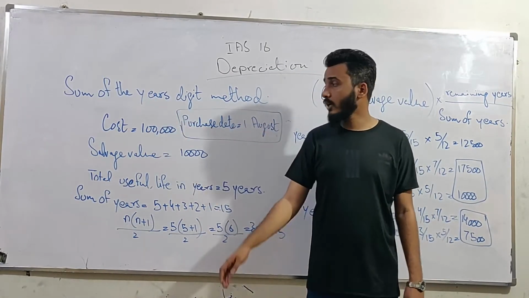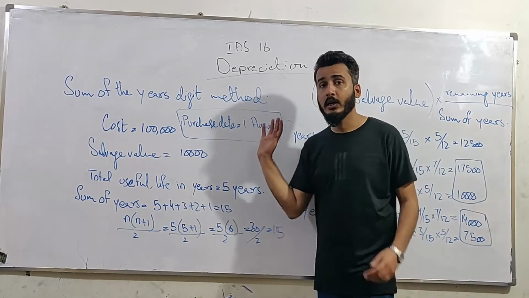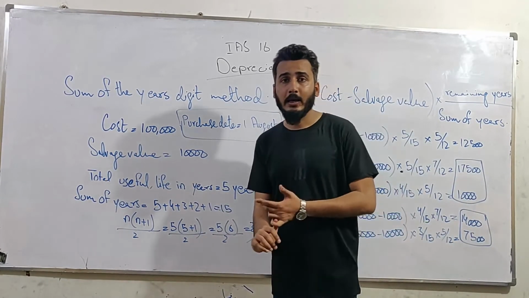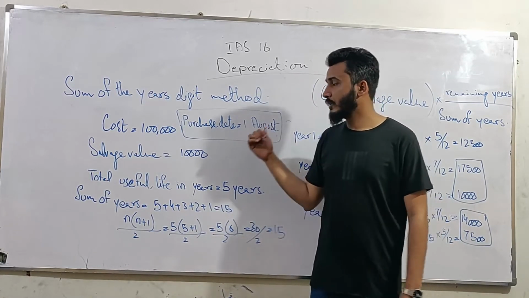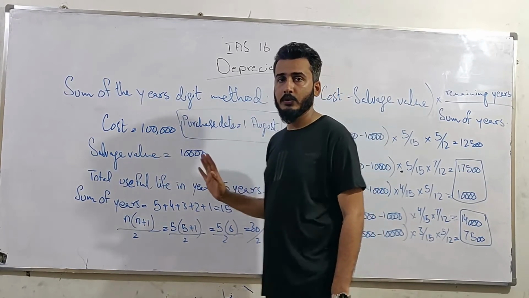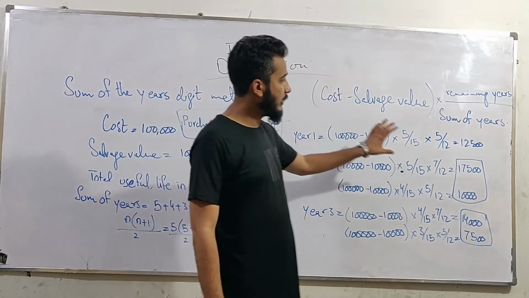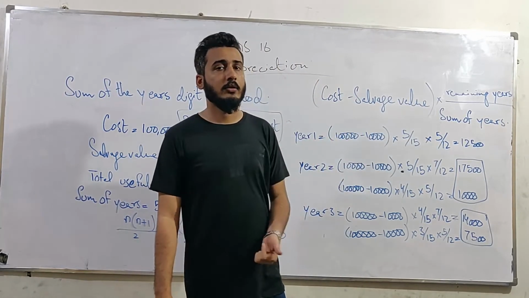The cost is 100,000, the salvage value is 10,000, the total useful life is 5 years, and we have calculated the sum of years as well. But a little change is that we have purchased the machine in the middle of the year, on 1st of August. So as we have purchased the machine on 1st of August, there will be a little change in the solution.